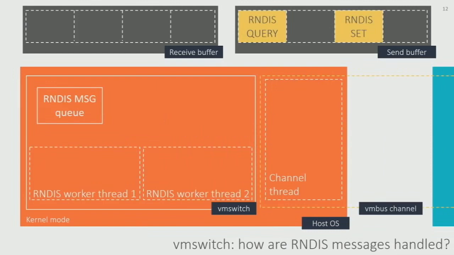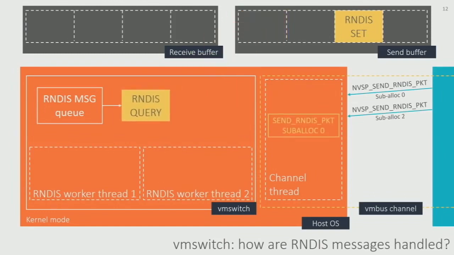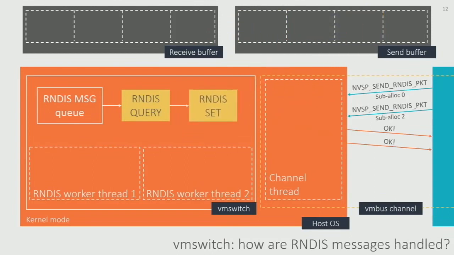So, looking more specifically at how the host OS VMSwitch handles those messages, it doesn't just handle them directly, so we're going to take a look at that. Let's say the guest has sent these two messages through the send buffer. It lets the host OS know through VMBus. The host OS receives them, and then instead of just handling them directly, it's going to copy them into a queue and then acknowledge that it has received them. Then it's going to do the same thing for the second message, put it into a queue, and acknowledge that it has received that message, and that's basically it at that point.